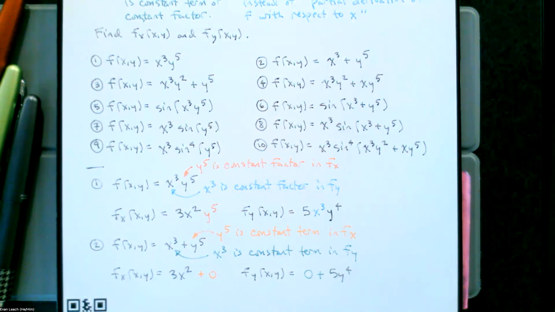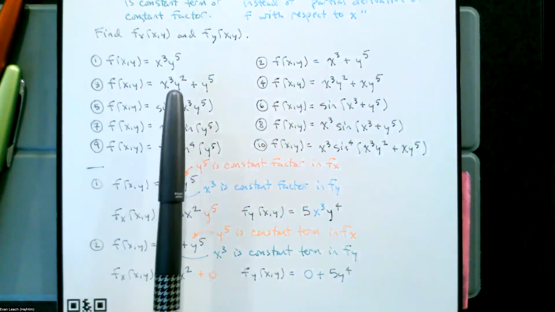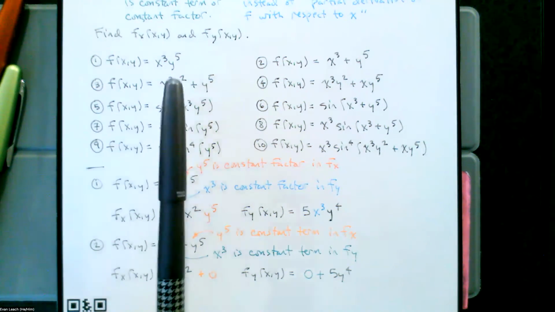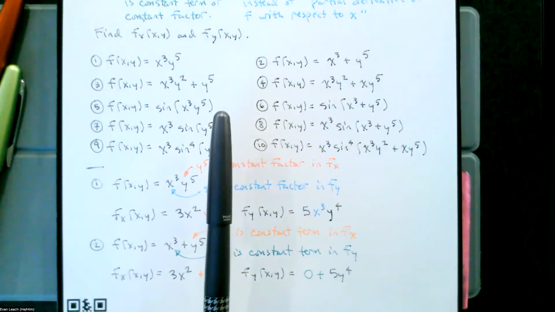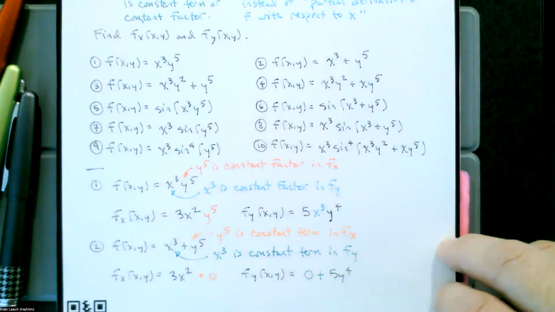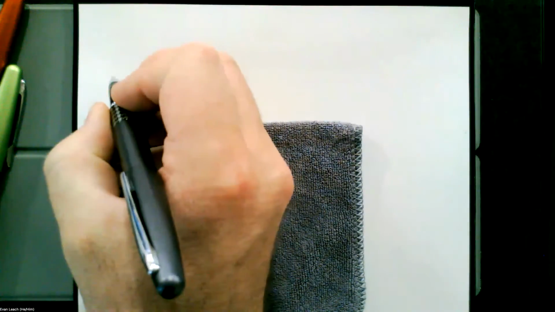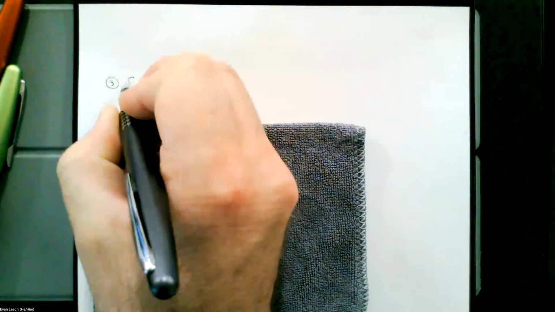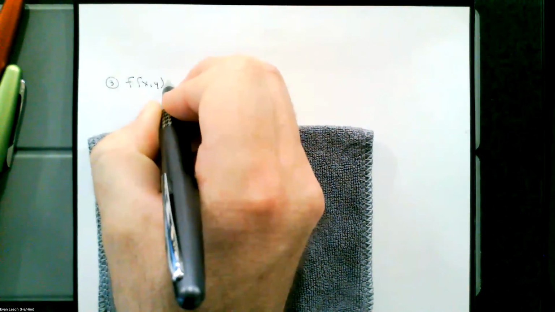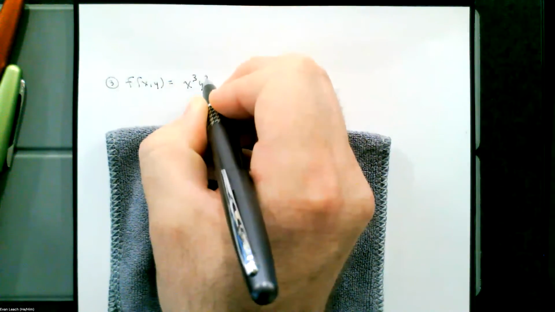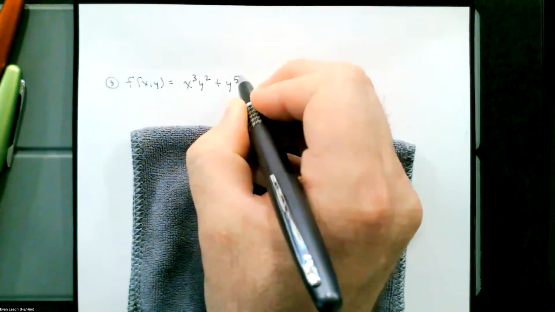The only other one I want to look at is number 3, where we have x cubed y squared plus y to the fifth. So with respect to x, the y squared is a constant factor, but y to the fifth is a constant term. Conveniently, I did not give myself enough space to keep going, so a full page just for one more example. This also means I have to remember what the function was. So it was x to the third y squared plus y to the fifth.